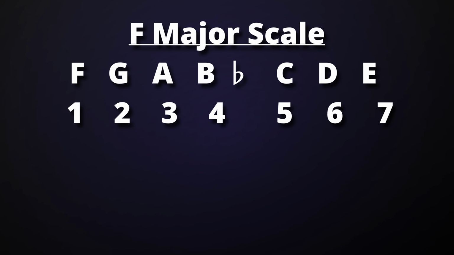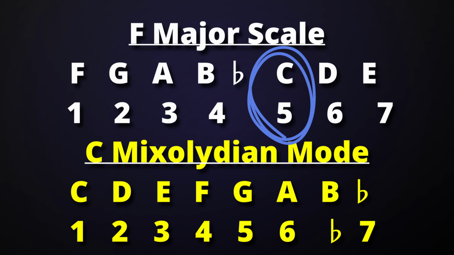Mixolydian is also known as the fifth mode of the major scale. That means you can start on the fifth note of a major scale and then use the same notes in the same order to construct a Mixolydian mode. To demonstrate this, look at the notes in the F major scale. F, G, A, B flat, C, D and E. If we start on the fifth note C, then you can see the notes for the C Mixolydian mode that we saw earlier.